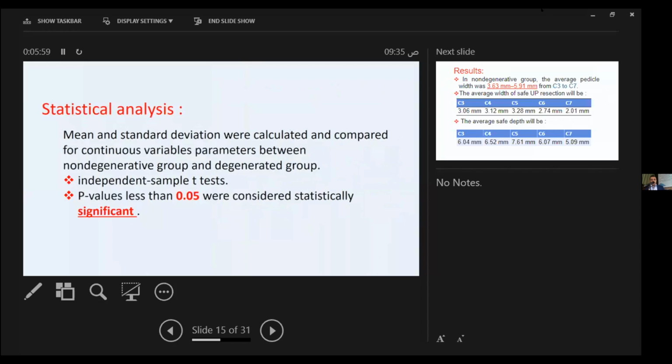For the statistical analysis, the mean and standard deviation were calculated and compared for continuous variable parameters between the non-degenerative group and the degenerative group. We used the independent samples t-test and p-value. A p-value less than 0.05 was considered statistically significant.